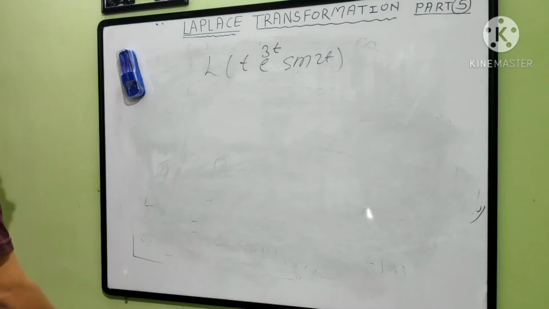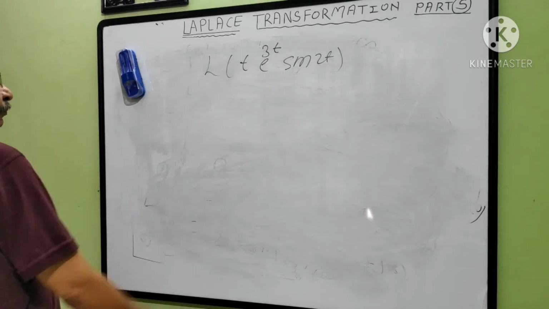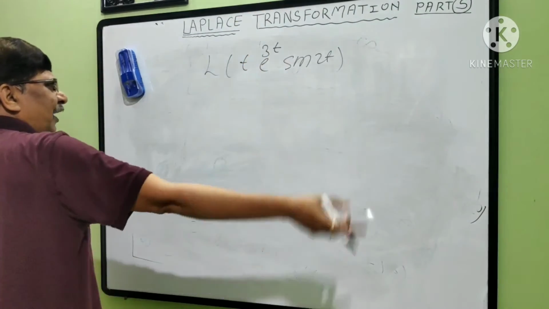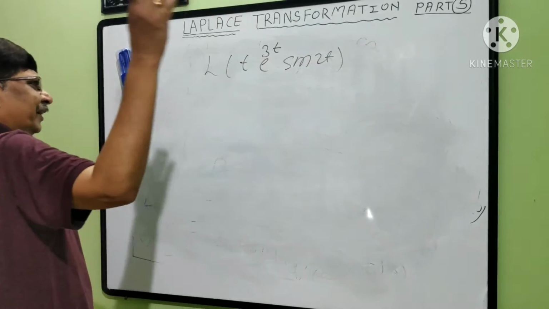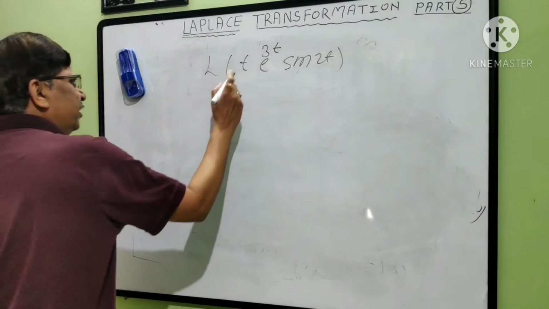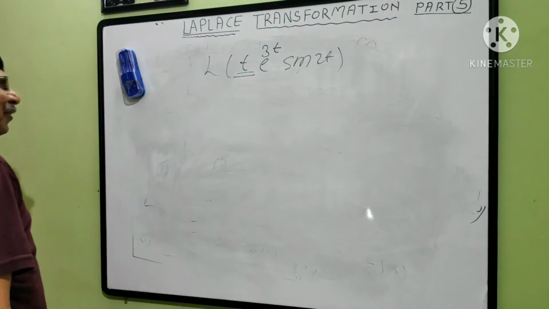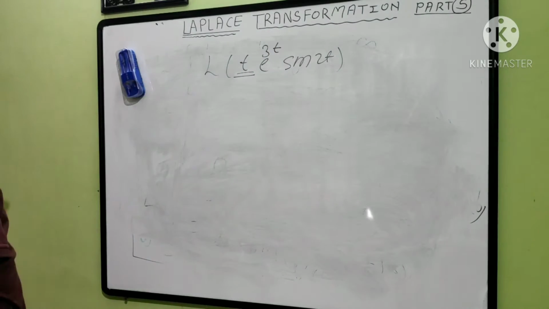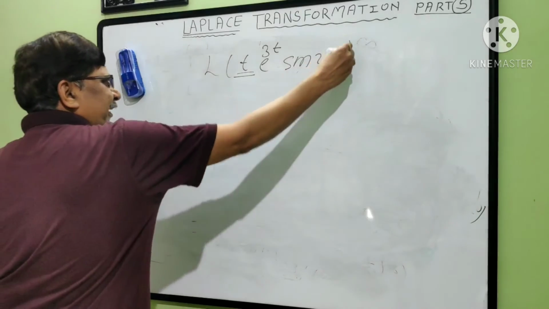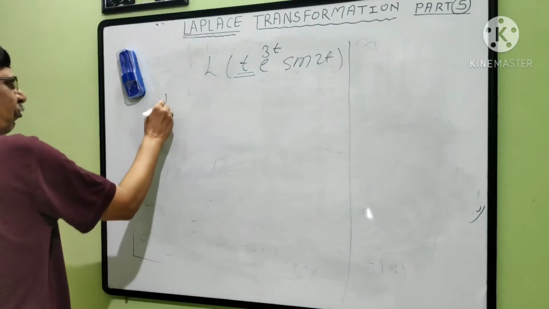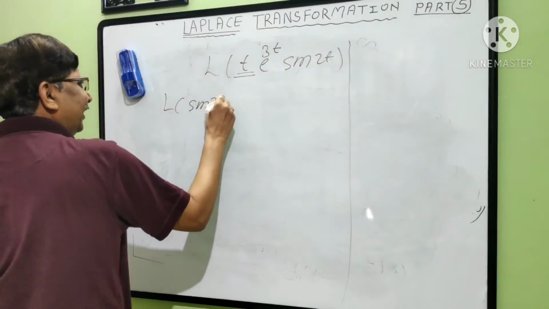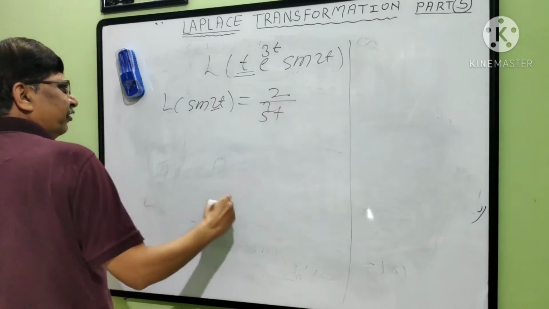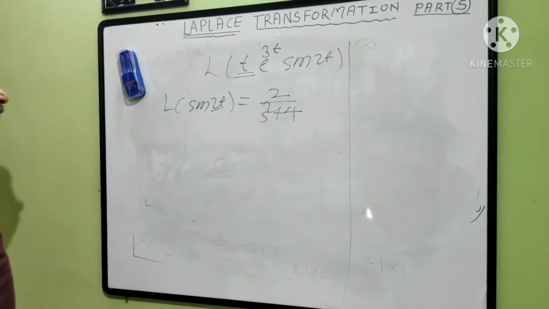Now what we have to do first? See, first of all, you know Laplace transformation of sin 2t. From that, into t means derivative, and from that by first shift theorem we can find Laplace transformation of e raised to 3t. Now see, step by step, Laplace transformation of sin 2t. Sin at means a upon s square plus a square, here a is 2. So 2 upon s square plus 2 square, that is 4.